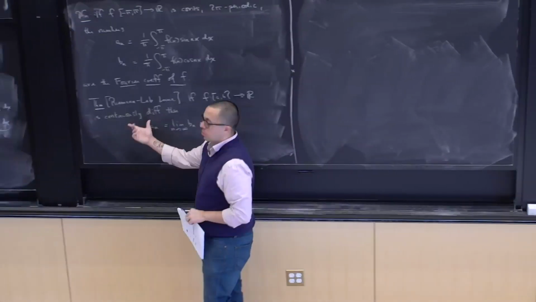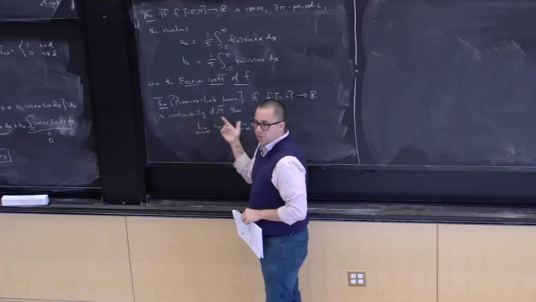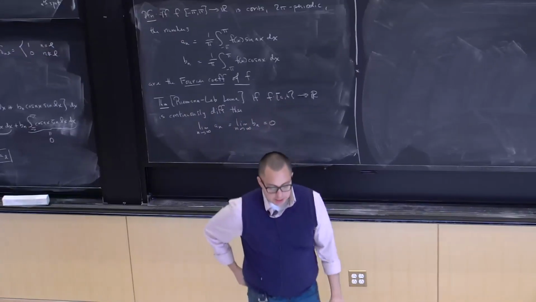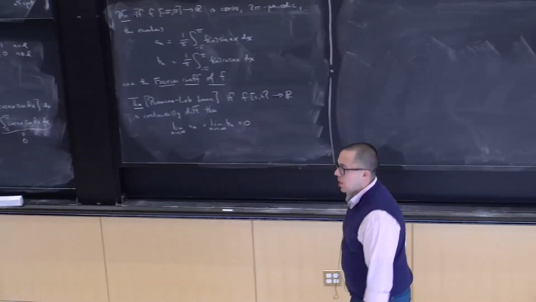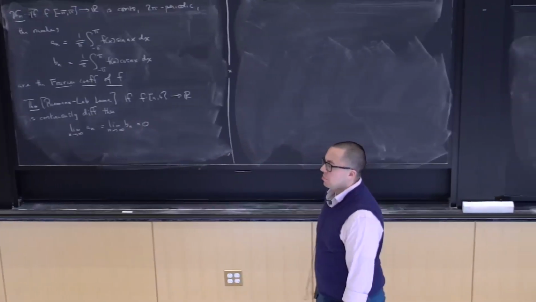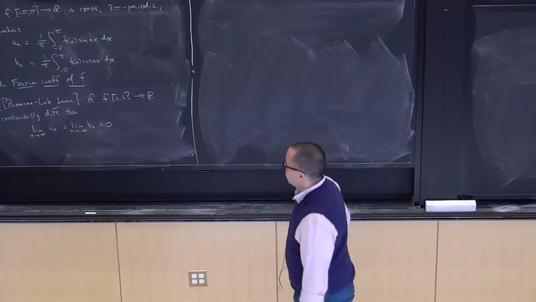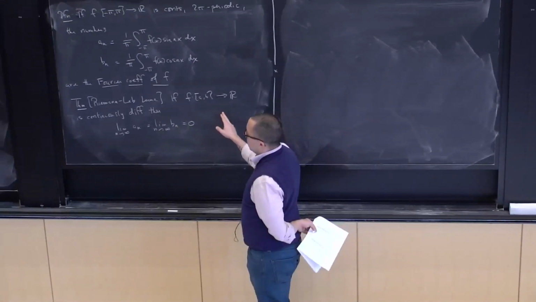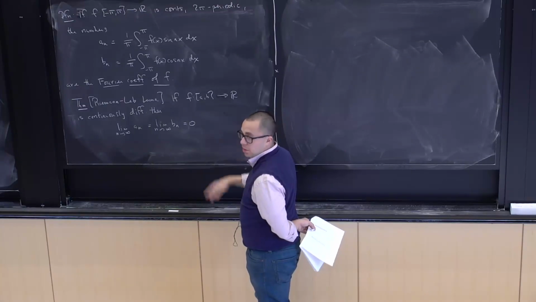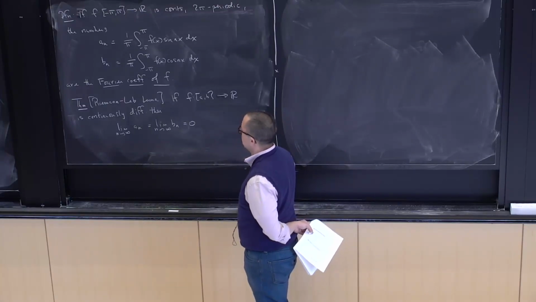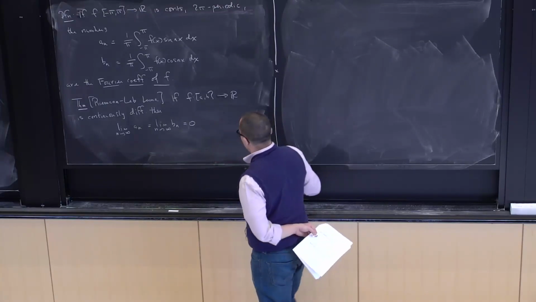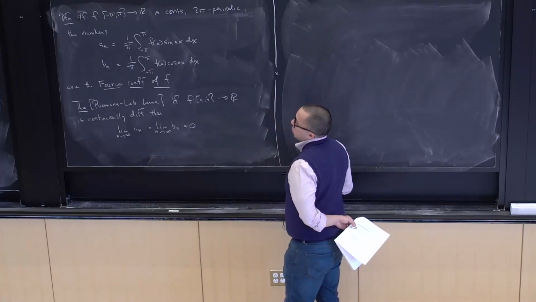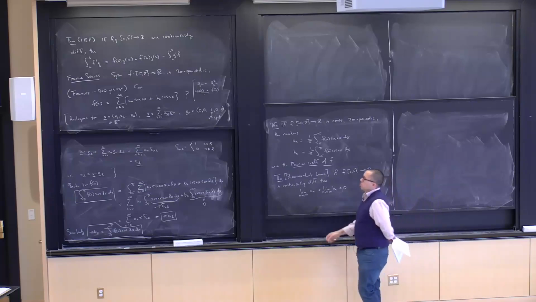Now, the actual way the Riemann-Lebesgue lemma is typically stated is, in fact, I don't need it to be continuously differentiable. I just need it to be continuous. This is still true. But we haven't done, or won't do in this class, approximation theorems for continuous functions, which says that if you can do this for continuously differentiable functions, then basically you can do it for continuous functions.